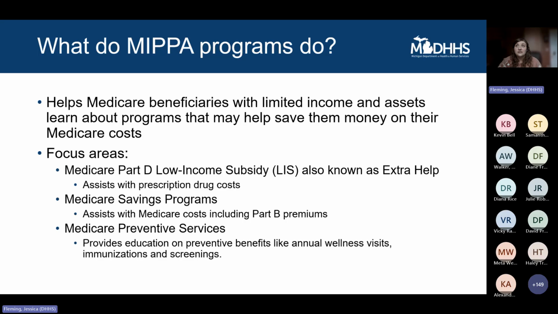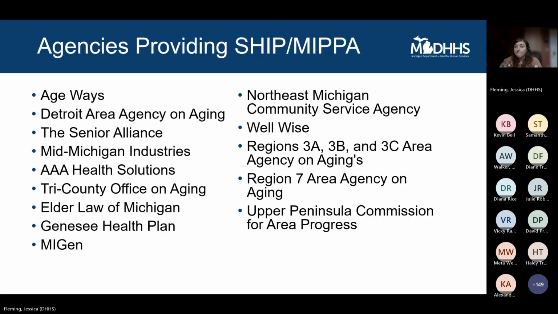So once again, the MIPPA program and the SHIP program are the two grant programs that we will be focusing on here today. So there are 14 total agencies providing the SHIP and MIPPA program across the state of Michigan. All areas of Michigan are covered throughout the state.